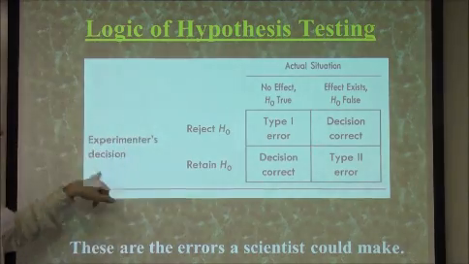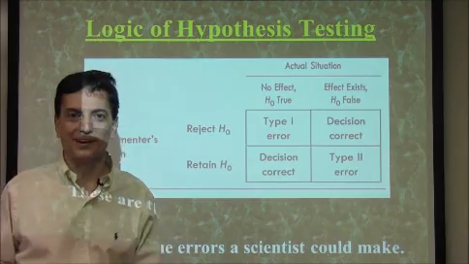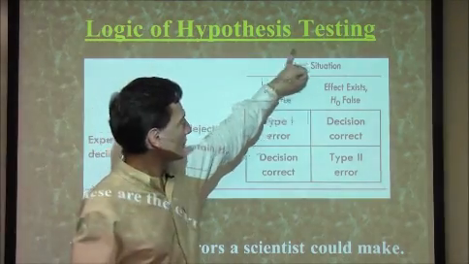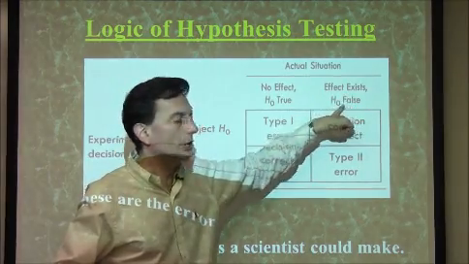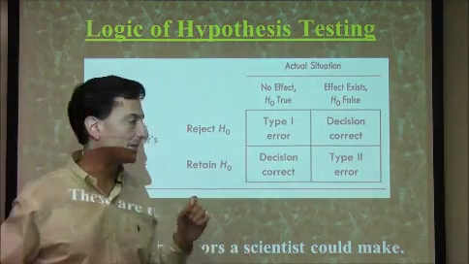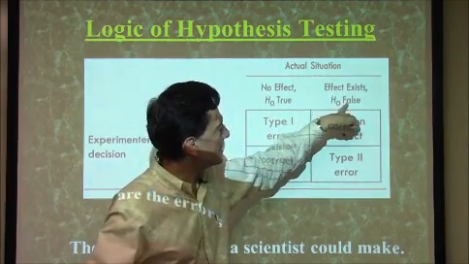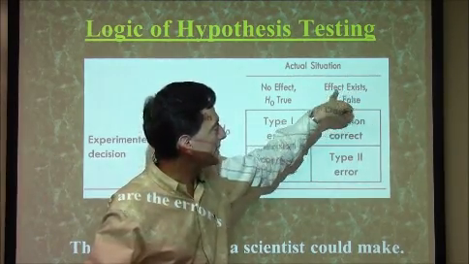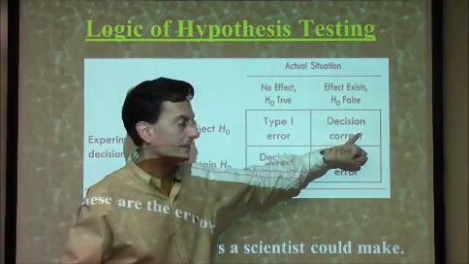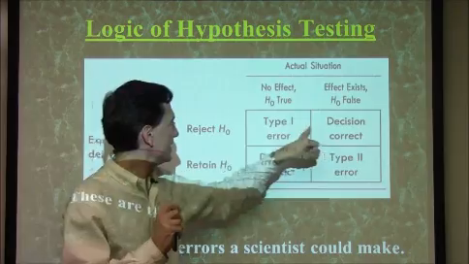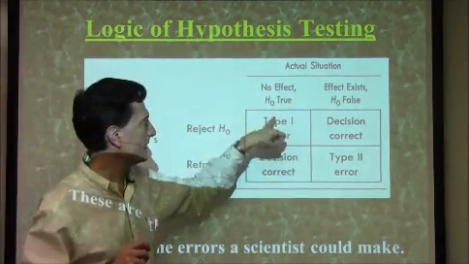Okay, so you're the experimenter, and you're trying to figure out, for example, whether Prozac really works or not. Okay, so the actual situation might be that there is an effect of Prozac, okay, and that H0 is false. H0 is the null hypothesis. Okay, and what we can say then is that if we have a null hypothesis and there's an effect that exists, if you as the experimenter reject H0, that's a correct decision. Okay, you did that just right. If you reject H0 when in fact there was no effect there, then you've made an error.